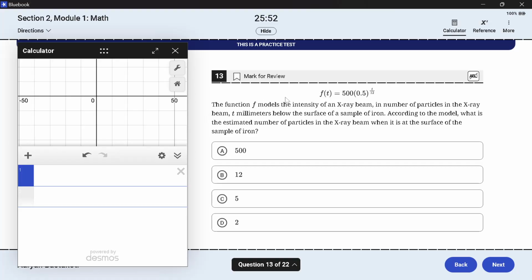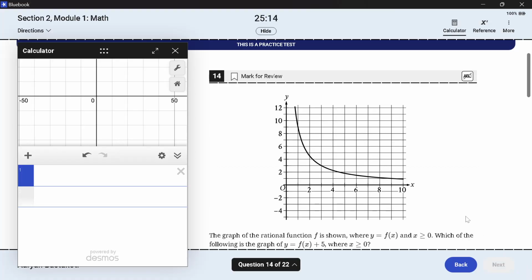Let me read the question again. The function f models the intensity of an X-ray beam in number of particles in the X-ray beam T millimeters below the surface of a sample of iron. Okay, T millimeters below. According to this model, what is the estimated number of particles in the X-ray beam when it is at the surface? At the surface, T will be equal to 0. So 0 over 12 will be 0, and 0.5 to the power 0 would be 1. So 500 would be the answer.